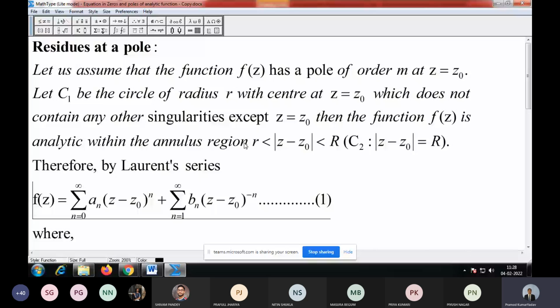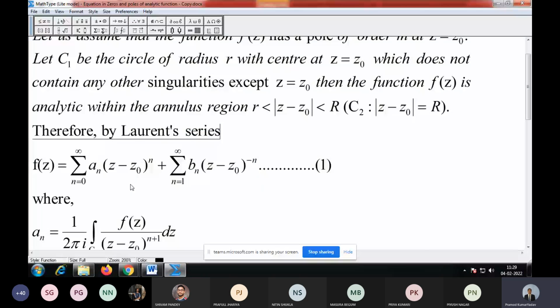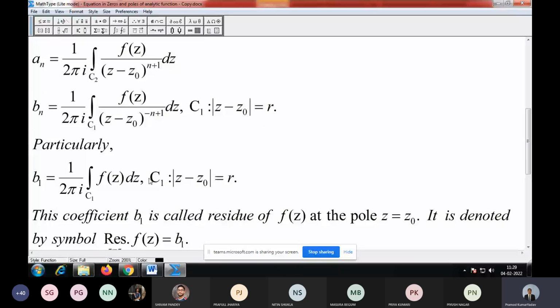In this annular region, bounded by this, therefore by the Laurent series, you will get it like this, with b_n. Now, particularly when n is 1, then b1 will be 1 upon 2 pi i times the integration over C1 of f(z) dz, where mod of z minus z0 equals r. So this coefficient b1 is called the residue of f(z) at the pole z equals z0.